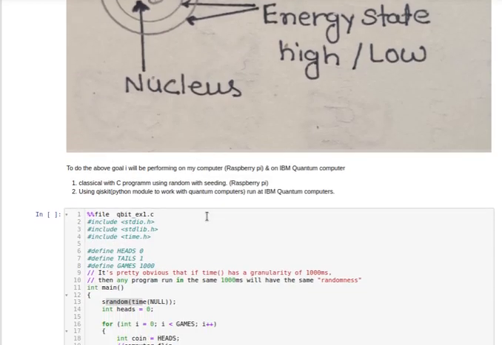Alright, so to do the above goal, I will perform it on my computer, which is a Raspberry Pi, and on IBM quantum computers. So I'm going to execute the same code on my Raspberry Pi as well as on IBM quantum computers. My approach would be a classical one, using a C program with random seeding, and using a Qiskit Python module to work with the quantum computers.